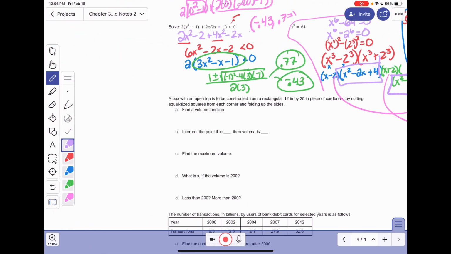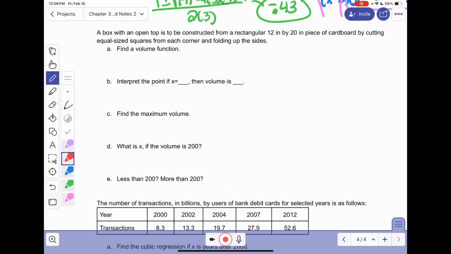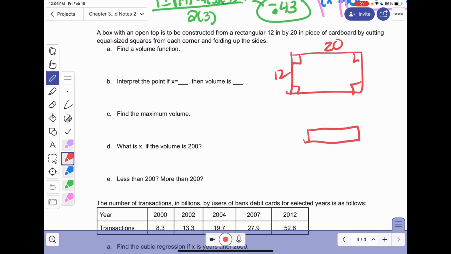All right, let's look at the next problem. A box with an open top is to be constructed from a rectangular 12 by 20 piece of cardboard by cutting equal-sized squares from each corner and folding up the sides. So we've done one similar to this in a different section. Now, we don't know how big these squares are, so these are going to be x. So this piece right here is 20 minus 2x, because we're taking away those 2 sections. This piece right here is going to be 12 minus 2x, and this is x.